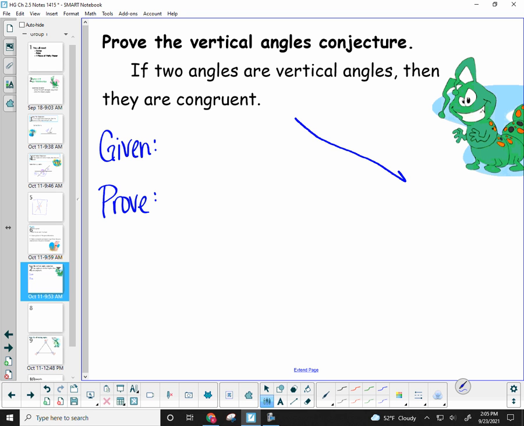We're going to start with our figure. That's the worst line I think I've ever drawn. All right, we're going to start with a figure. I'm going to label those three angles. So I have this figure. I labeled angles 1, 2, and 3. I'm not going to label the fourth angle because we're not going to need it.